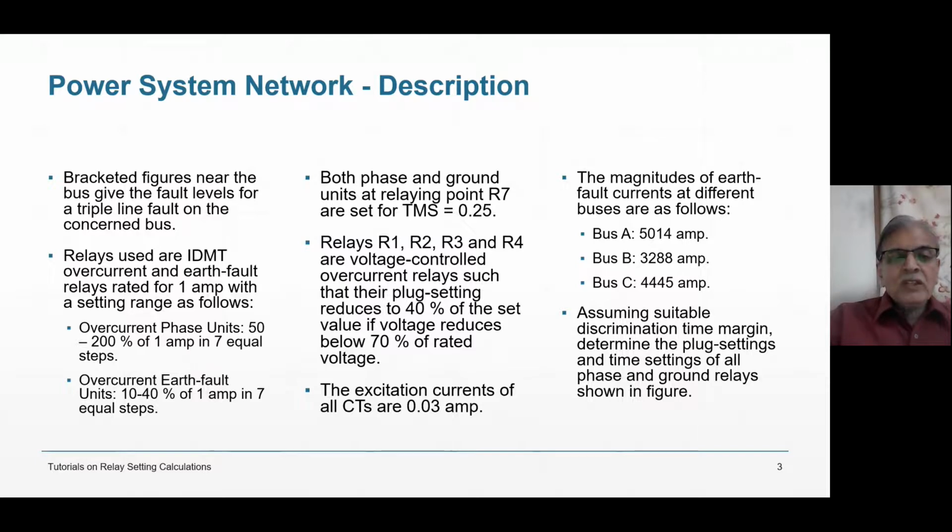Excitation currents of all the 3 CTs we will need for earth fault calculations. So that is 0.03 ampere per CT. Earth fault currents at bus A, B, C are given, and we will assume suitable discrimination margin, that is 0.25 second, and we have to determine the plug settings and time settings of all phase and ground relays. Phase relays we have done, ground relays we will do for the given figure.